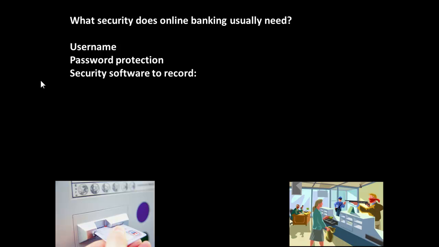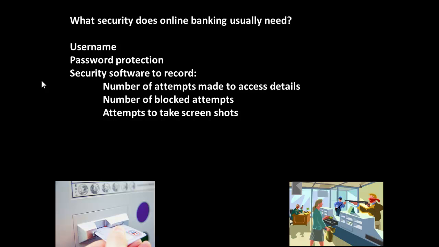So what security do we need for online banking? What we normally have is a username and password protection. These days we usually require rather more, so we have security software as well, and these record at the very minimum the number of attempts made to access the details, the number of blocked attempts, and whether any attempts have been made to take screenshots. And you may well have that sort of software on your computer at home for personal banking. Rapport is an example of that.